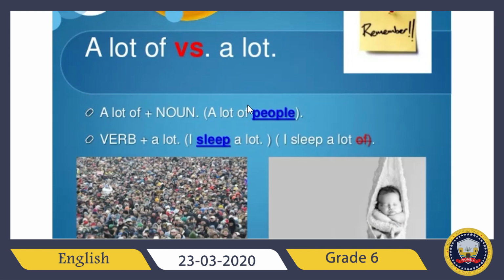"A lot of" versus "a lot." As I told you, after "a lot of," you are supposed to bring a noun, and if you don't want to bring a noun after "a lot," you should bring a verb before that. For example, "I sleep a lot." So saying "I sleep a lot of" is completely wrong. Why? Because after "of," you must bring a noun. So here, as you see, we don't have a noun.